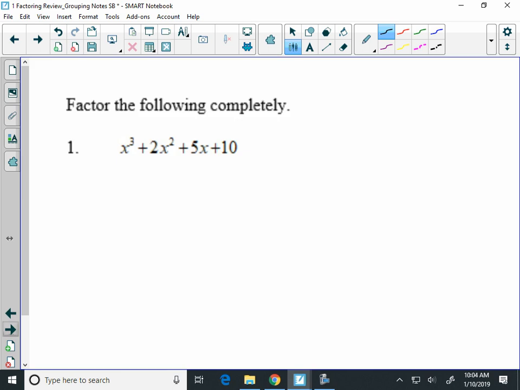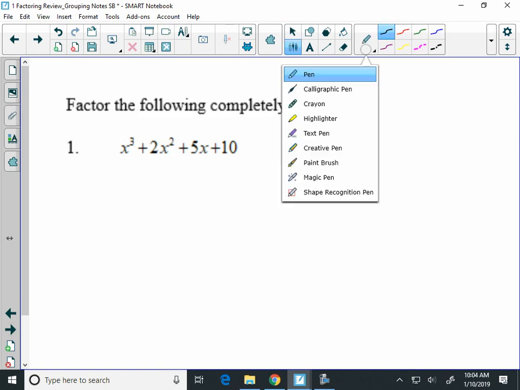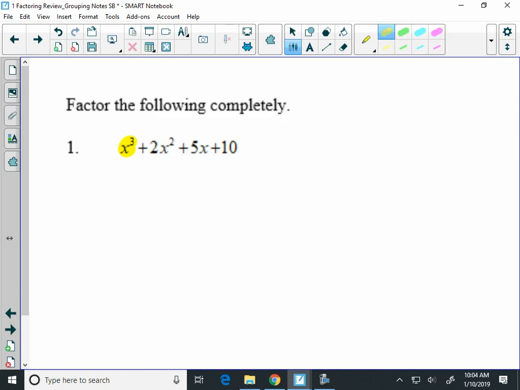So we're going to start by factoring this one completely. Remember, grouping is only used with 4 terms. Let me show you what that means. It means we have 1, 2, 3, 4 terms that are separated by plus and minus signs. When I factor by grouping, the process is like this. We're going to put the first 2 terms in parentheses and the last 2 terms in parentheses.